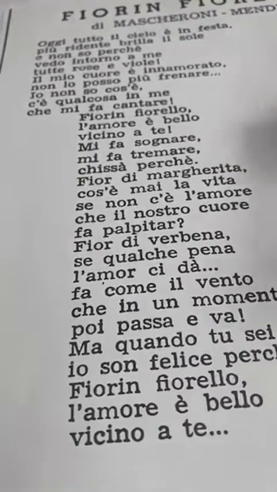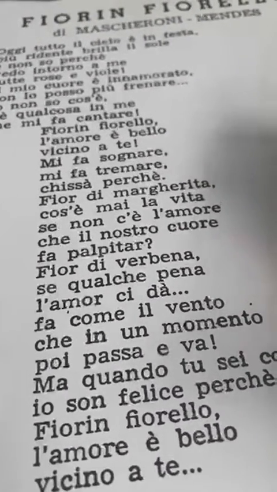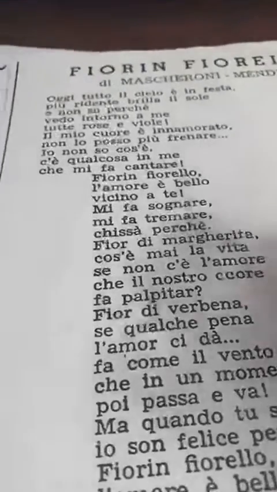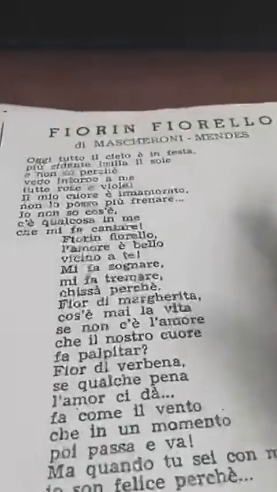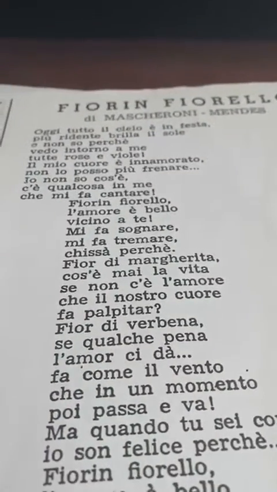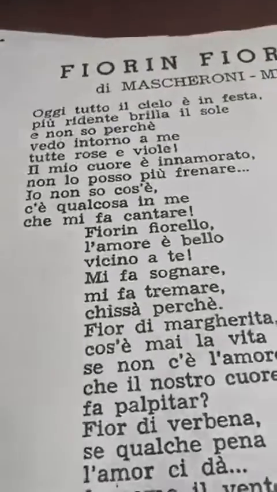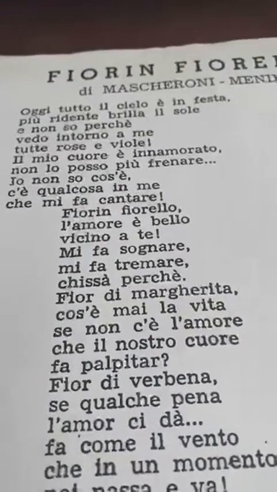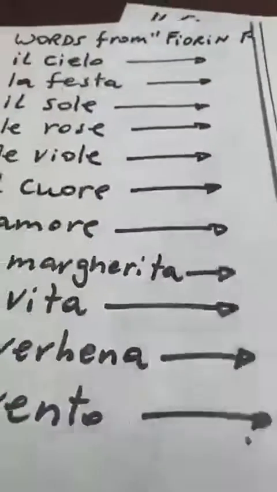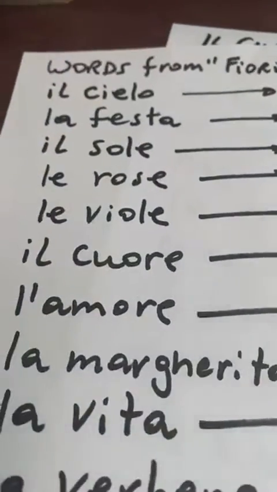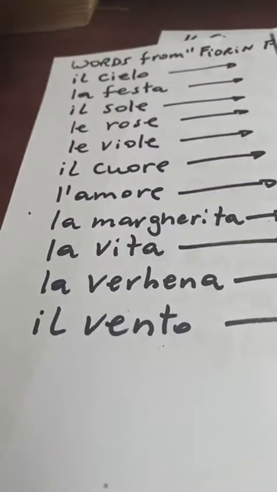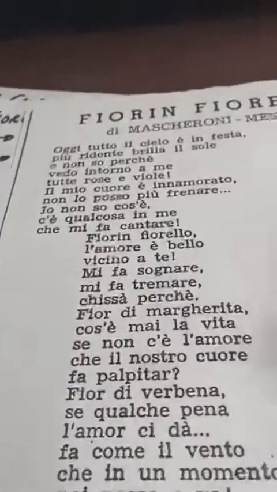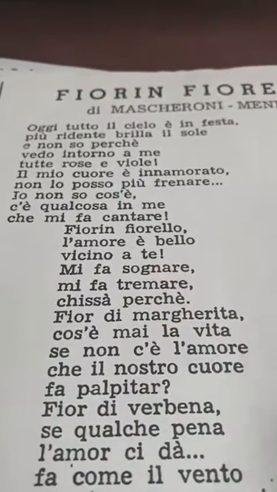te. Now, if you had your Google search or Chrome, just go to Chrome and type in fiorin fiorello because I want to sing it. I want to sing it without looking at the words here, but maybe I'll just do it like this anyway. Okay, so that's the words. You're picking out the words from the Italian. So you say il cielo, la festa, il sole, le rose, le viole, il cuore, l'amore, la margherita, la vita, la verbena, il vento. Okay, and then we go in the Italian.